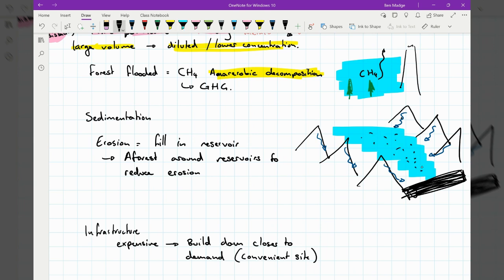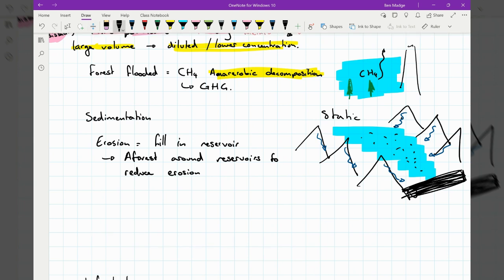Now, because the water is static, this means that the particles of suspended solids will, over time, let's just draw a cross section of my reservoir. There we go. So here's my dam. These particles will settle out over time, and you'll find that they will build up layers of sediment year by year, and this fills in the reservoir, reducing the volume.